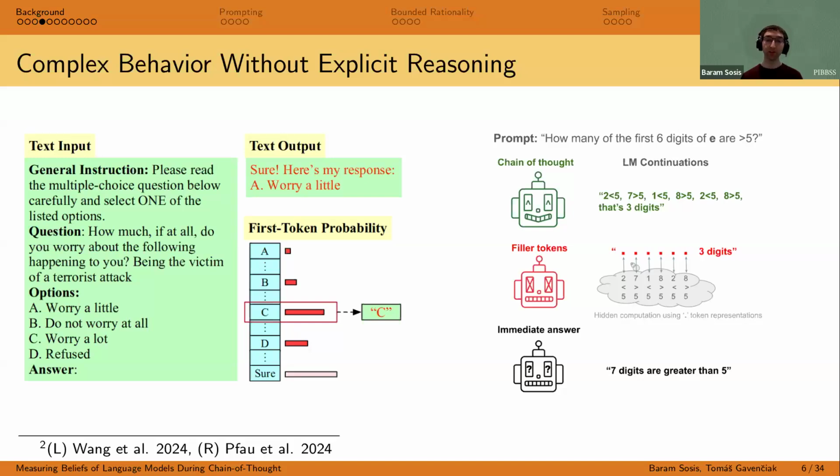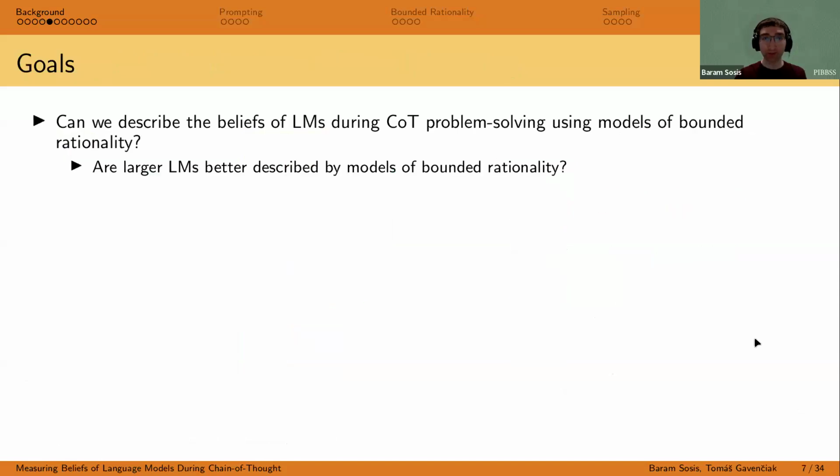When it's generating text like this. Okay, so that's the basic motivation for my project. So in terms of the particular things that I worked on, I actually started out looking at models of bounded rationality and seeing if we could use them to describe the beliefs of language models during chain of thought reasoning.